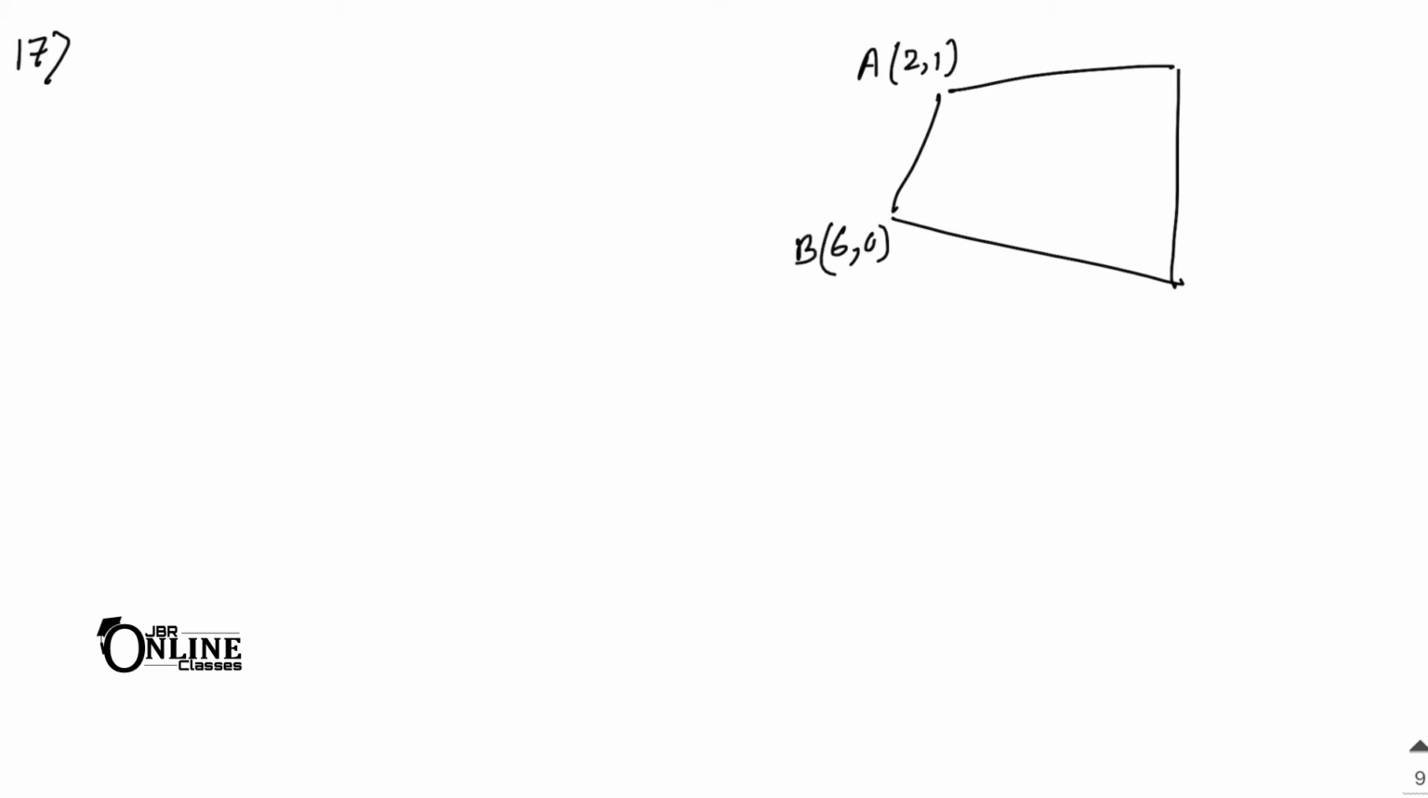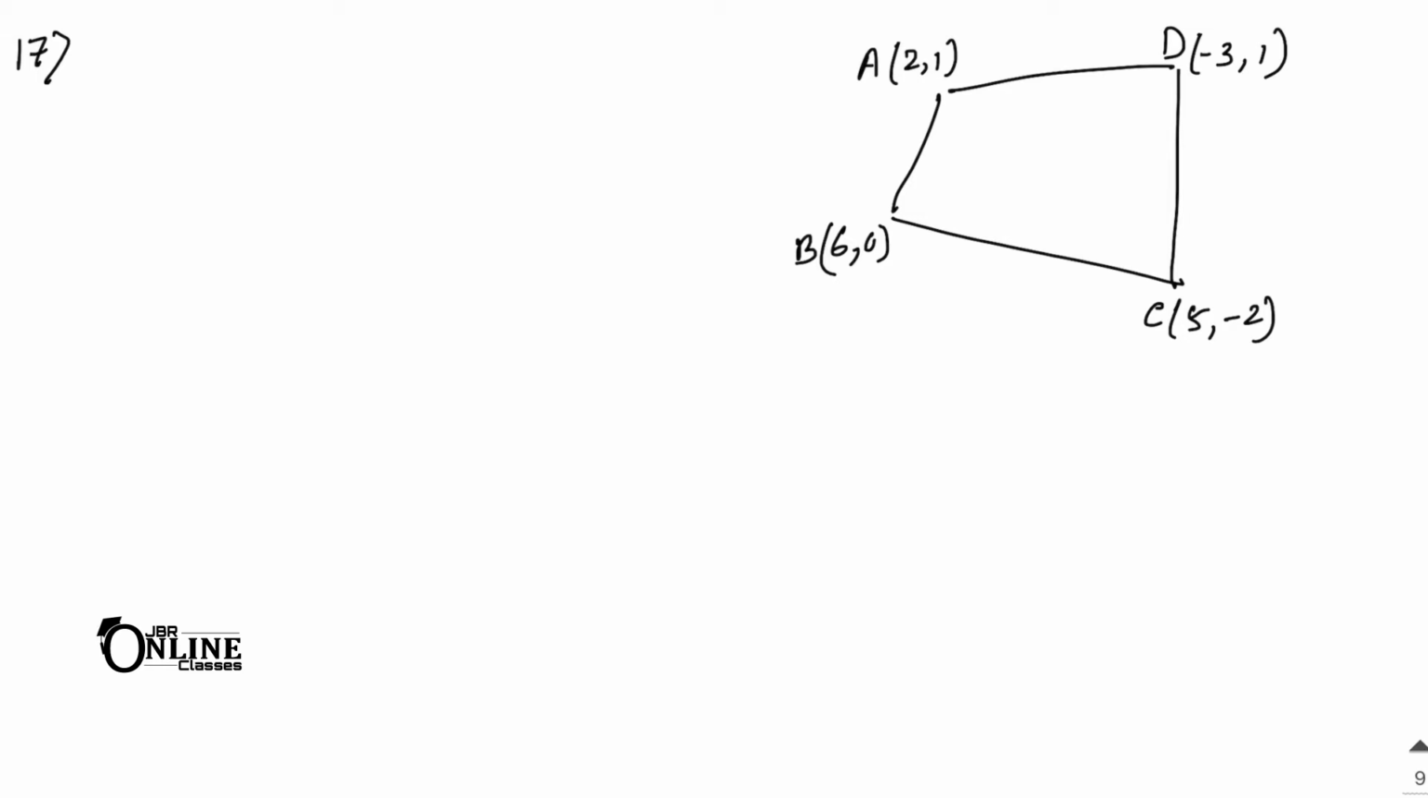So here in sum number 17, find the area of the quadrilateral, given the coordinates of the vertices. Suppose this one is a quadrilateral, and here the vertices are A, that is (2, 1). Next one here B, it's (6, 0). Then next one here C at (5, -2), and next one here (-3, 1), that is D.